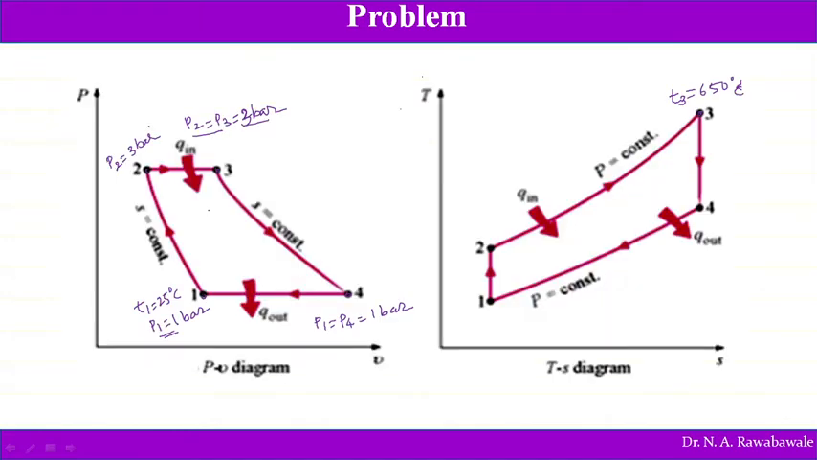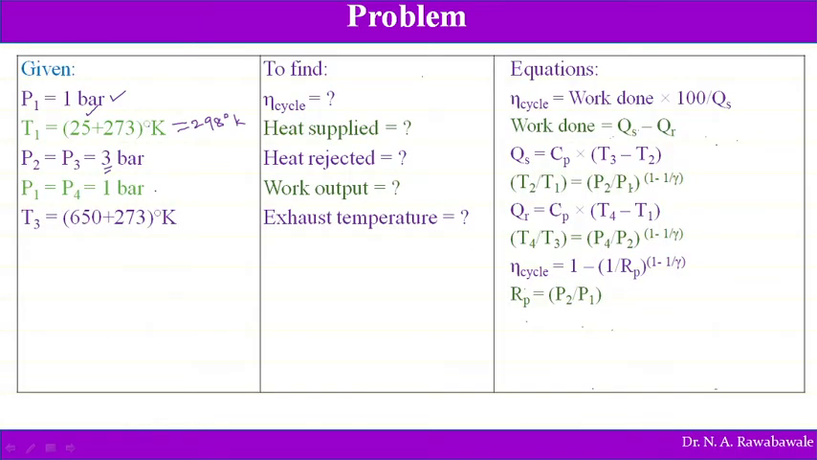which we have just seen in the previous diagram. P2 is equal to P3 is equal to 3 bar, and the initial pressure P1 is equal to P4 is equal to 1 bar. Then the highest temperature is given as 650 degrees Celsius. So 650 plus 273 is the highest temperature in degrees Kelvin. Therefore, the highest temperature is 923 degrees Kelvin. This is temperature T3, the highest temperature.